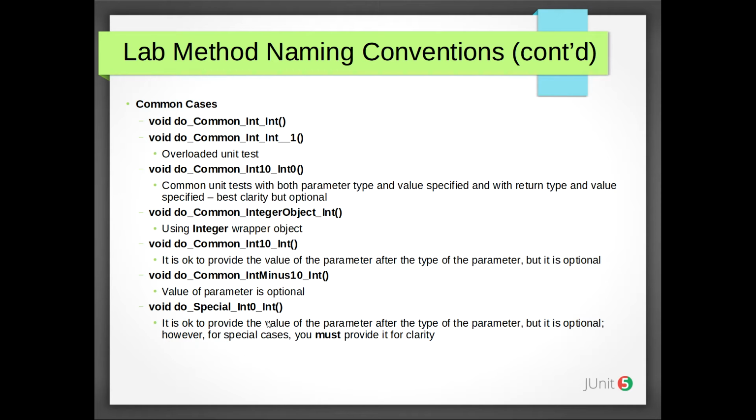And special cases. Let's do special cases. Void do_special_int_0_int. So it is okay to provide the value of the parameter after the type of the parameter, but it is optional. However, for special cases, you must provide it for clarity. In this case, because we are testing a special case, we must provide the value of the parameter, which is int 0. All right, and we don't have to do it for the return value.